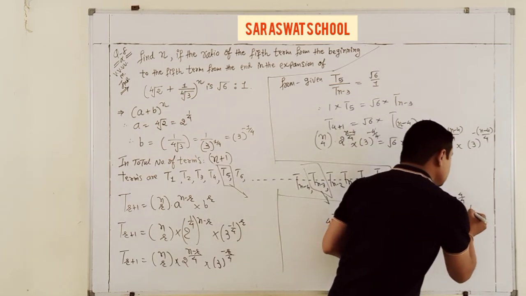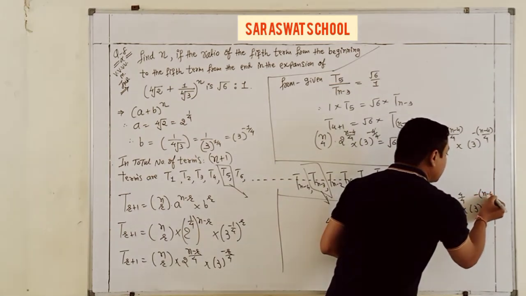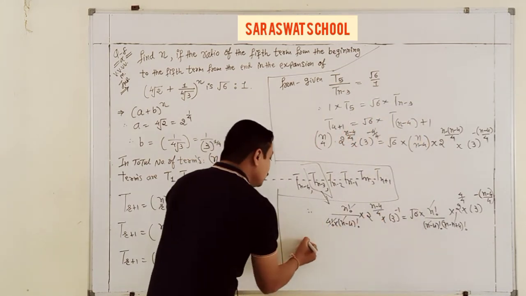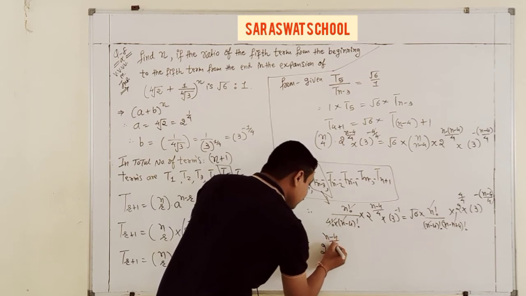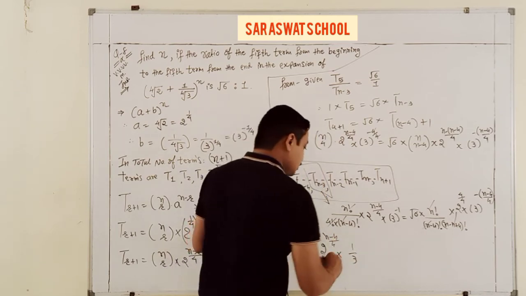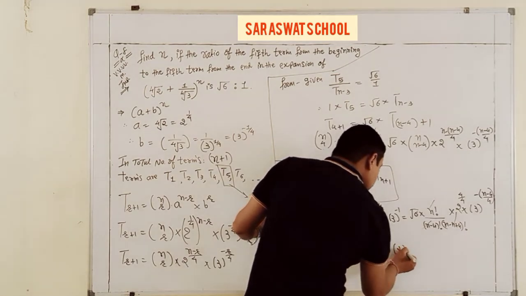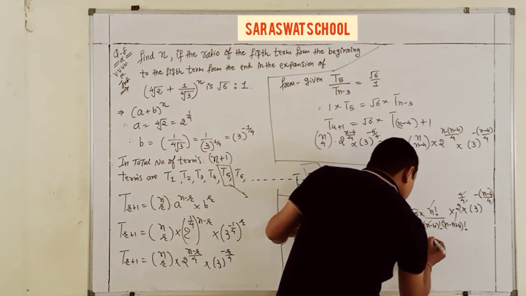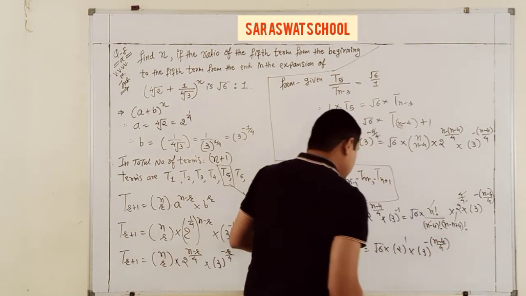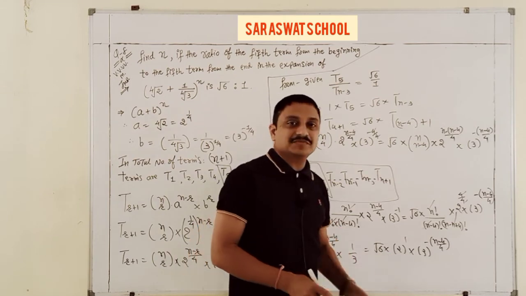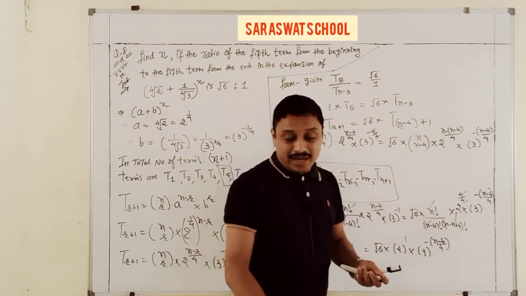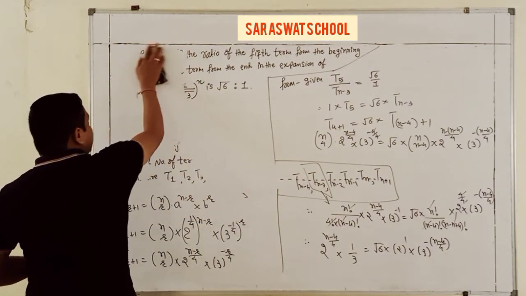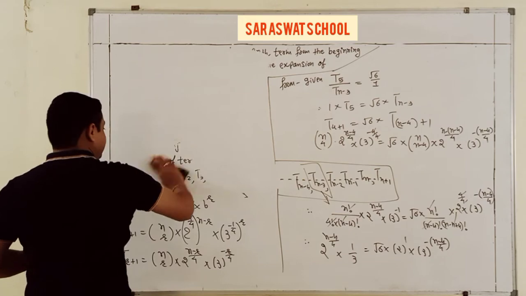And 3 raised to the same, (n minus 4) by 4. Now with simplification, slowly, slowly: 2 raised to (n minus 4) by 4 gives 1 third, and here root 6, 2 raised to 1, because the 4 by 4 is gone. And only I have 3 raised to minus (n minus 4) by 4. Now try taking like terms one side, related to n, and constants on one side. Easily you can derive your final answer.